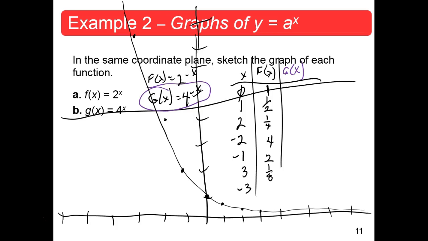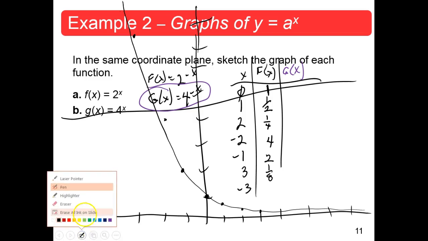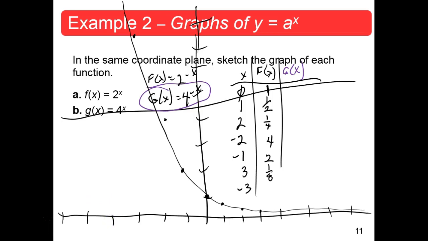Okay? Let's do the same for 4. We've already got the x's. Let's figure the g of x. When x is equal to 0, what's g of x? 4 to the minus 0 is 1. Okay? So this will be 1 again. Okay? Next, when x is 1, 4 to the minus 1 is 1/4. Okay? So that will be down here right there.